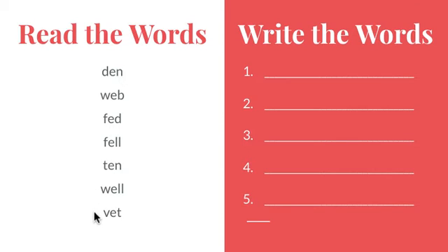Nice reading. Let's try again, this time a little bit faster. Ready? Begin. Den, web, fed, fell, ten, well, vet. Nice job. You can see how we can still use the same strategies of looking for the syllable type and thinking about the sound of each letter, even if we don't have the sound boxes there to help us. The same goes for writing words. Even without the sound boxes, we can stretch the sounds and write each letter that represents each sound.